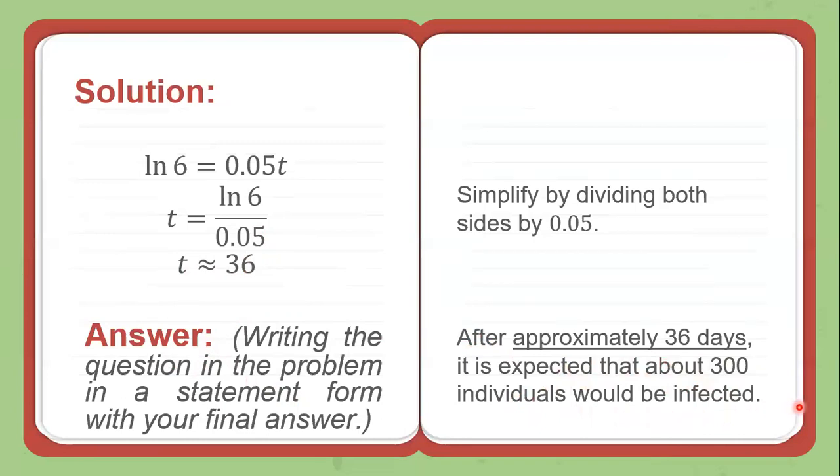But take note, class, that we are not allowing you to use calculators. So, the final answer in your graded exercise will be this, okay? So, after natural logarithm of 6 all over 0.05 days, it is expected that about 300 individuals would be infected. So that is already accepted as the final answer. Okay, class? You don't need to use calculators to solve for this, at least for our graded exercise.